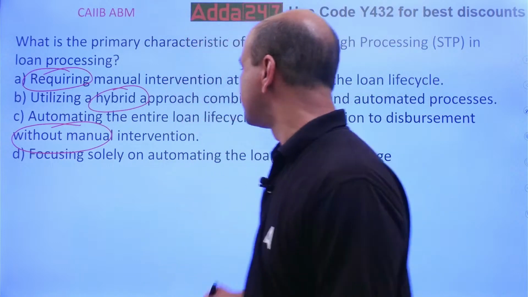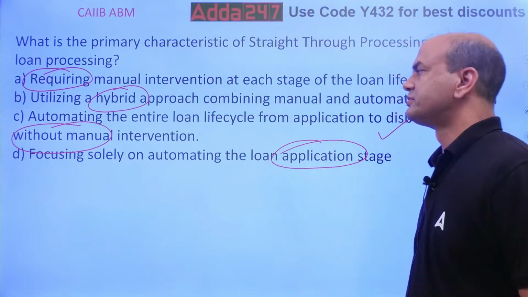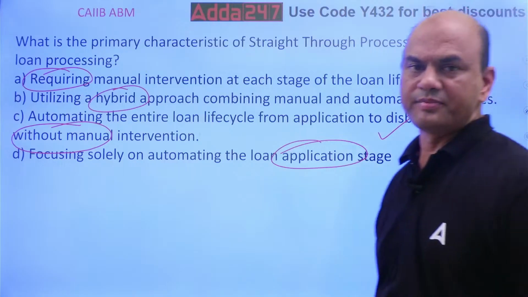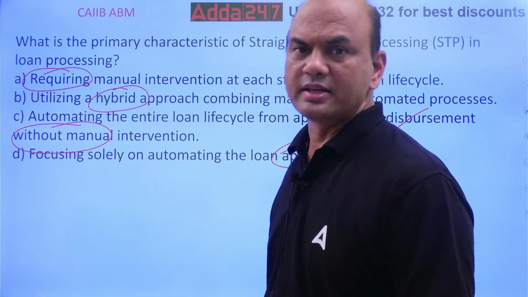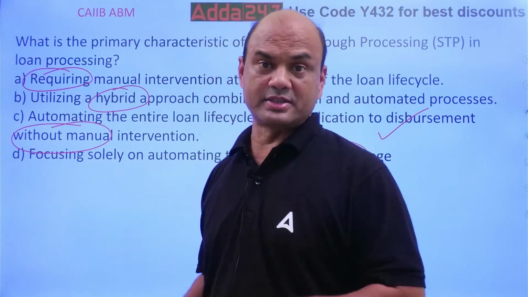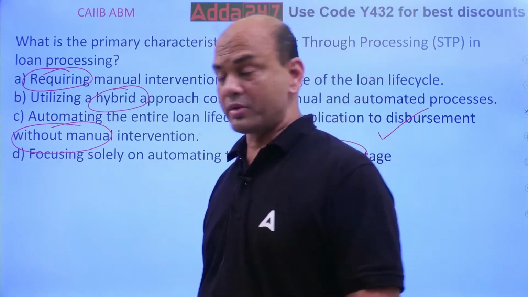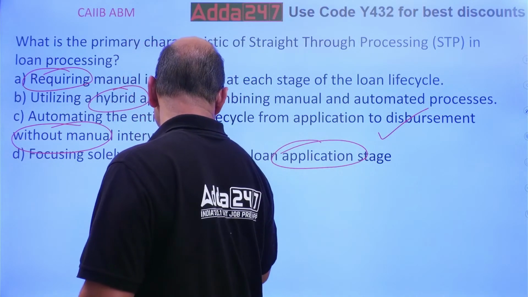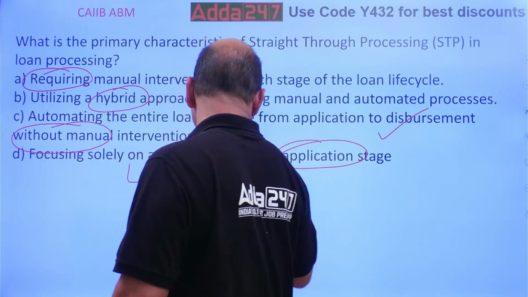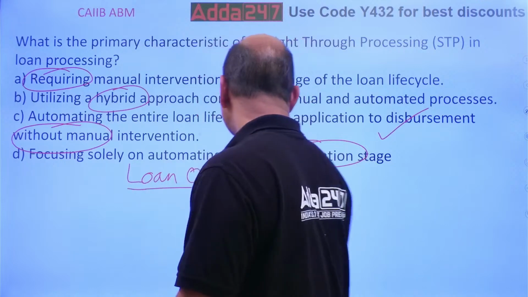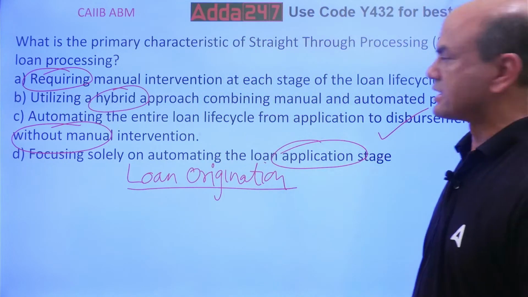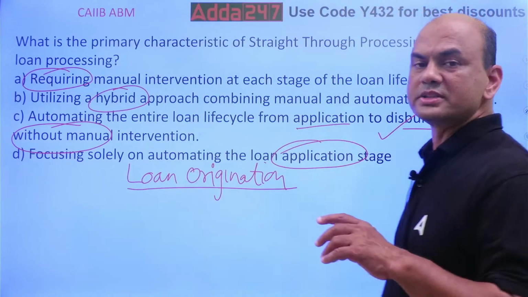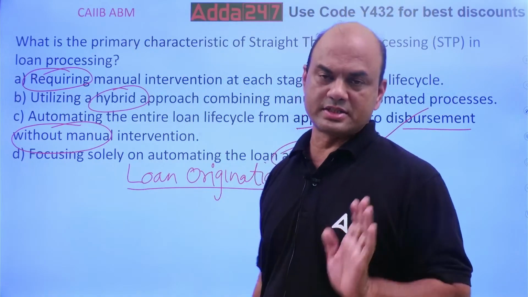STP means basically this, option number C. Entire loan application life cycle from application to disbursement. Okay. So, what is that called as? Can anyone give me the answer? What is this process called as? Very important. That is called as loan origination. Loan origination means starting from your application to your disbursement. All the stages covered are under loan origination.